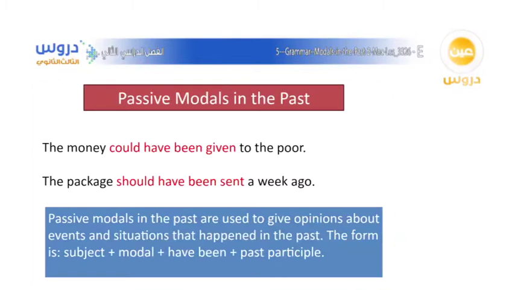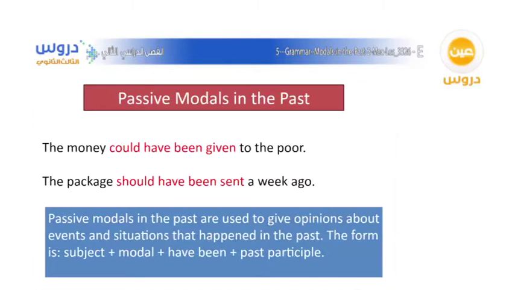The money could have been given to the poor. I'm using could because it's a choice in the past that did not happen. It was supposed to happen. The money could have been given to the poor. That means the money was not given to the poor. It was given to someone else.